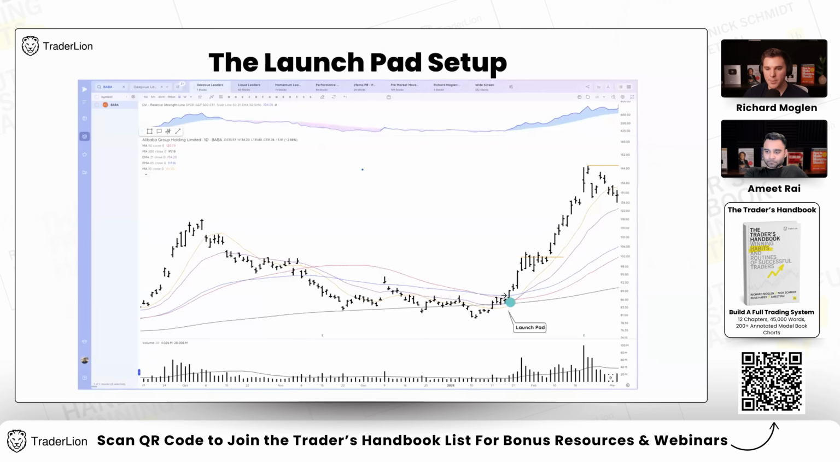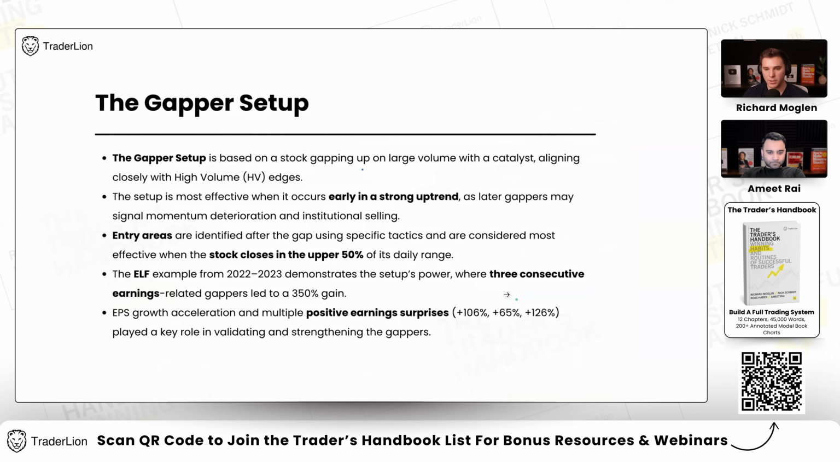Another example, we've got BABA. This has been, of course, an emerging theme. Launch pad right here against the 200-day moving average, expansion up, and then you could have traded this next tight area and profited from this move as well. So again, you're looking for all the moving averages to converge under price, and that's what we're looking for here.